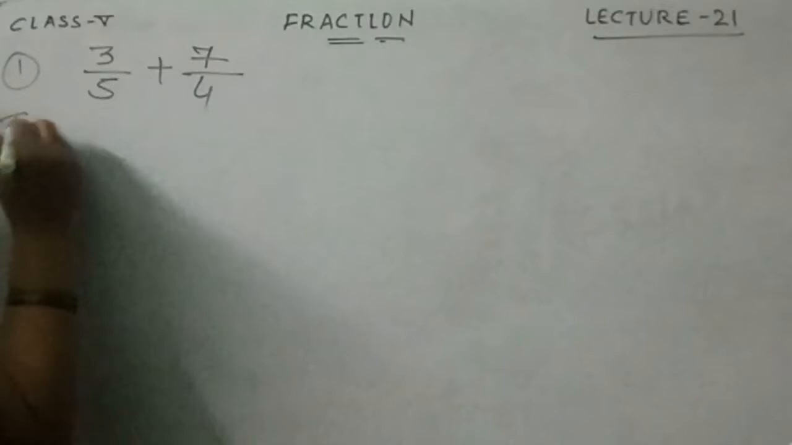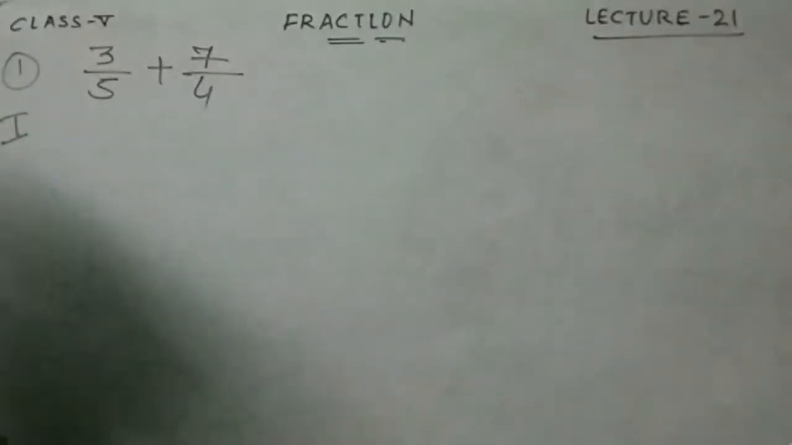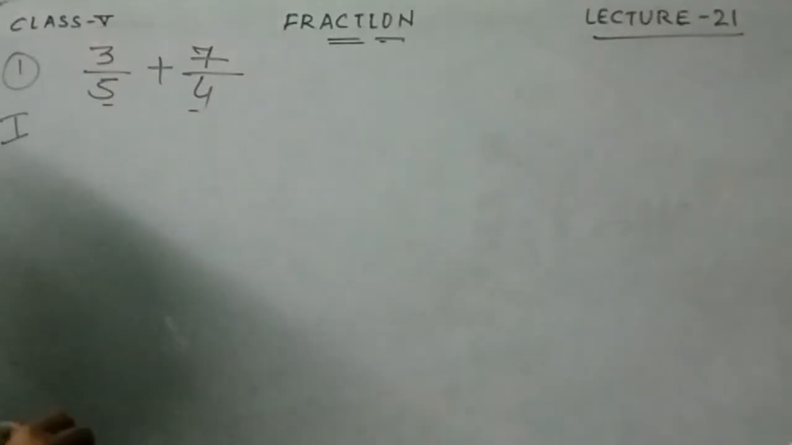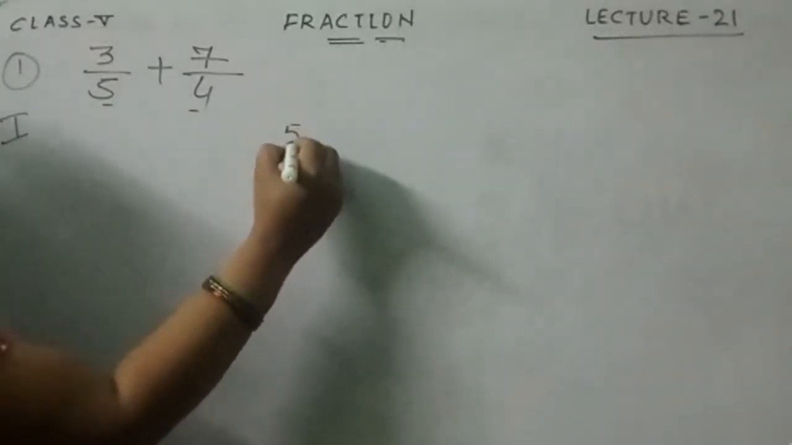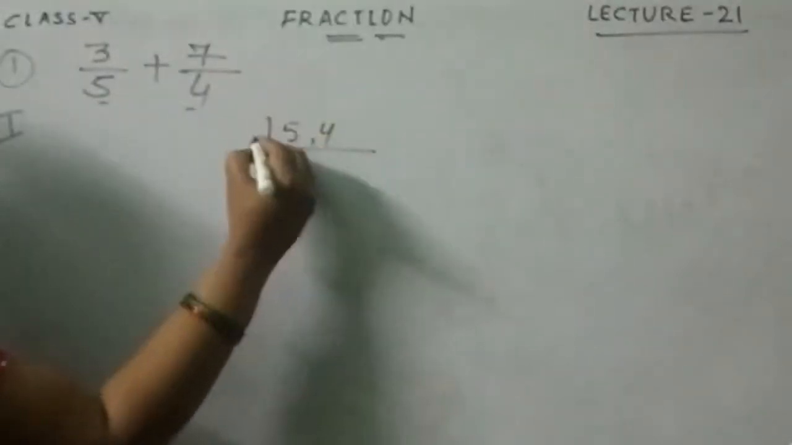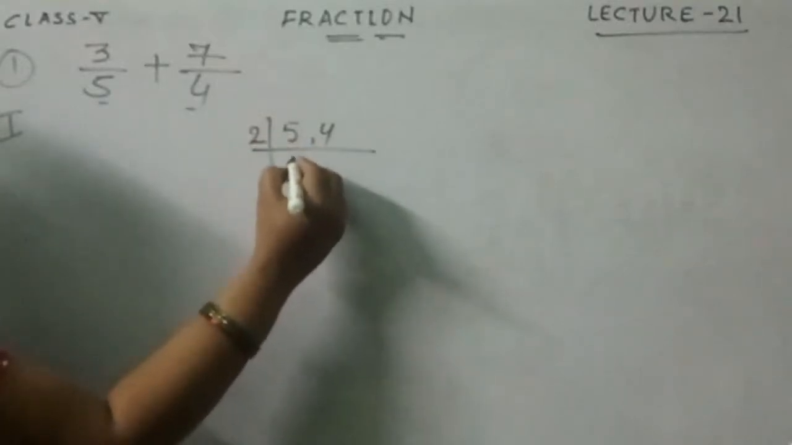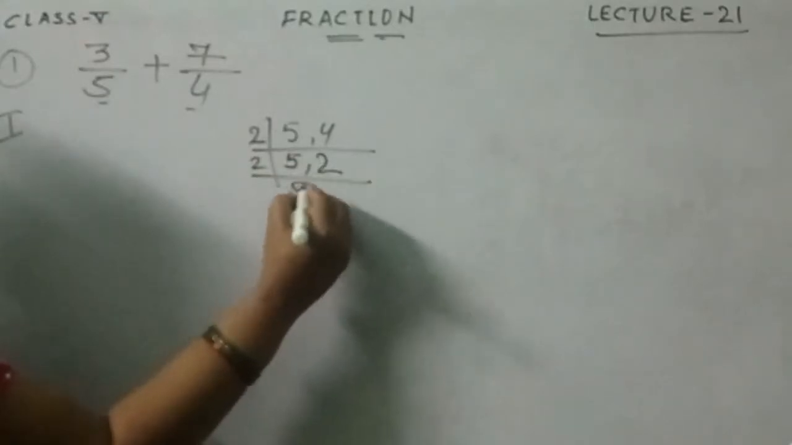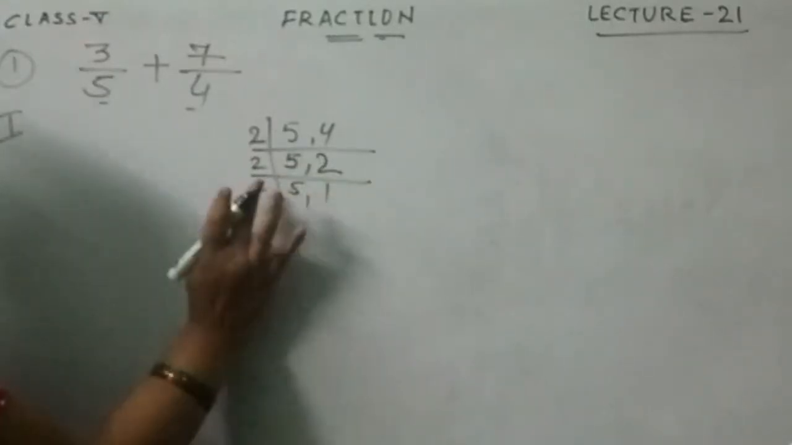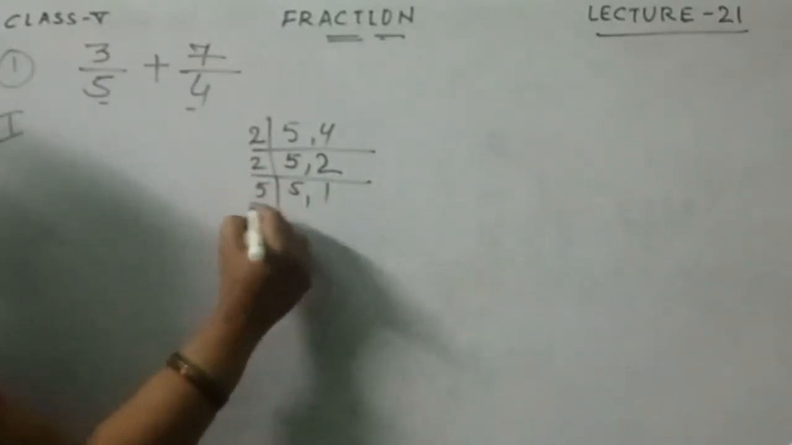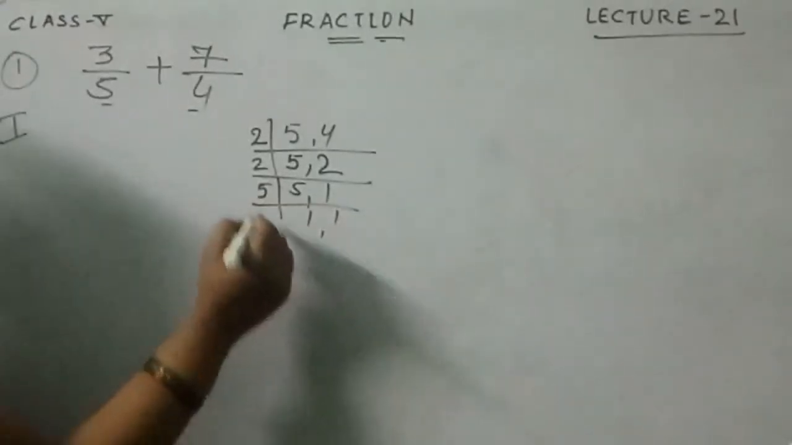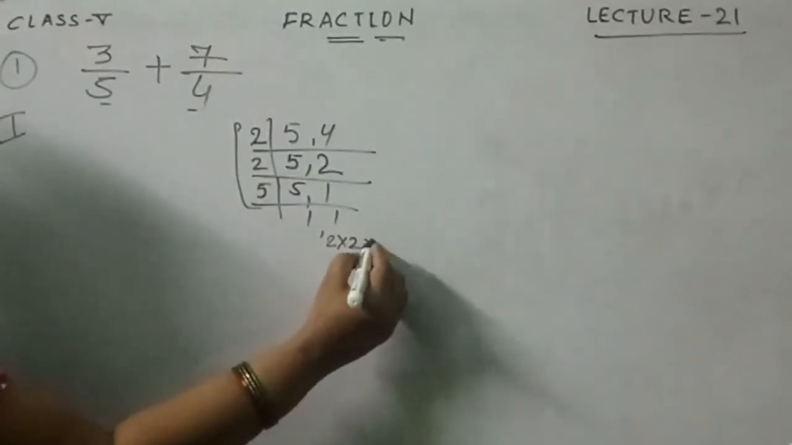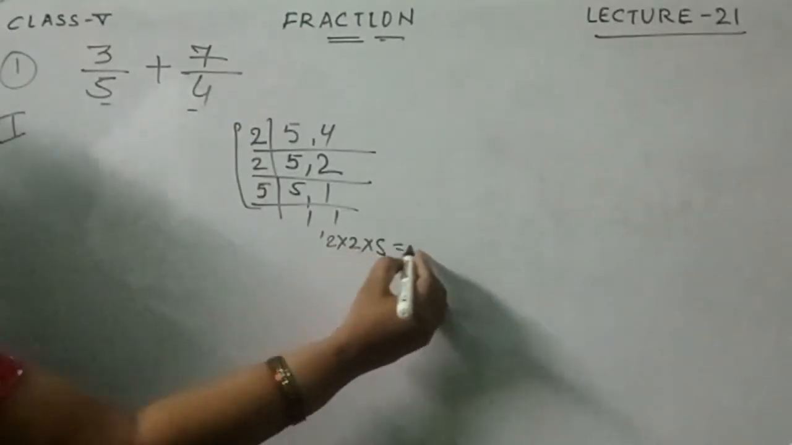The first process is, first take the LCM of 5 and 4. We start from the smallest number. Here 5 is not divisible by 2, 2 2s are 4. Again 5 is not divisible, 2 1s are 2. Then take the 5, 5 1s are 5. Then write these numbers together: 2 multiply 2 multiply 5. 2 2s are 4, 4 5s are 20.